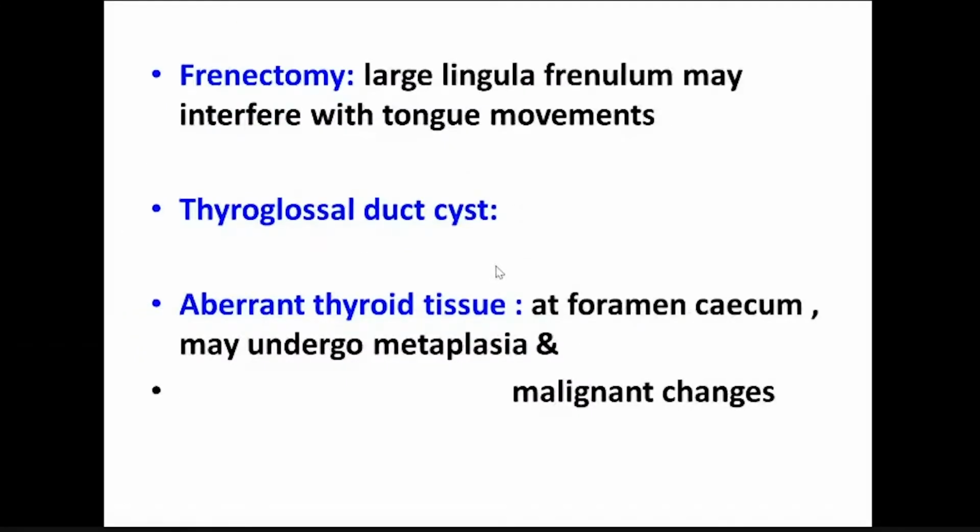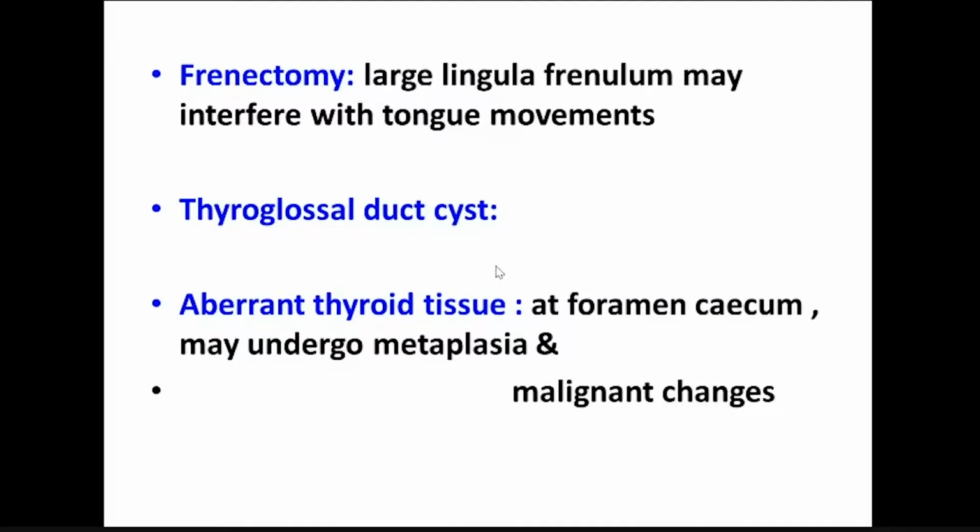Frenectomy means cutting of the frenulum of the tongue. Sometimes the tongue has a large frenulum extending to the tip, and then the patient cannot protrude his tongue forward. This is very easily treated. Just excise part of this frenulum to make the anterior aspect of the tip of the tongue free.